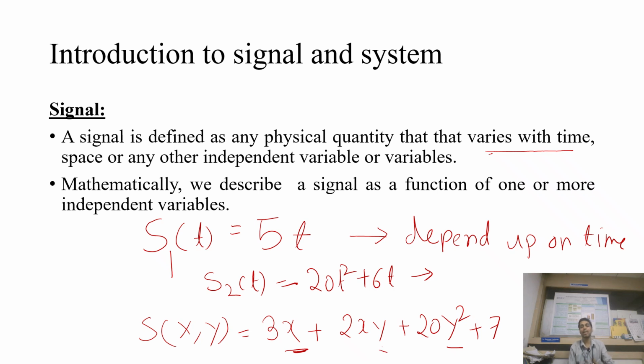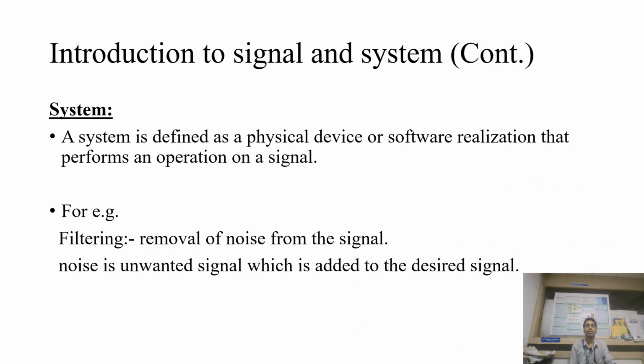So what is the signal? It is the physical quantity that varies with time, space or any other independent variable or variables. That is the example we have given. Similarly, what is a system? A system is defined as a physical device or software realization that performs an operation on a signal. For example, filtering. What does filtering mean? Removal of noise from the signal. Noise is the unwanted signal which is added to the desired signal.